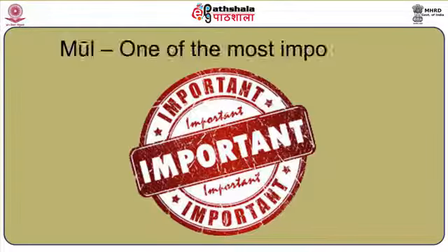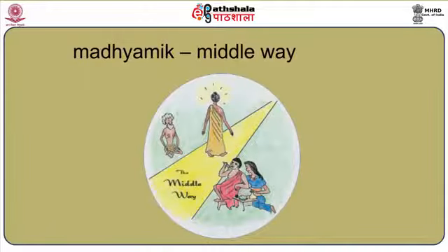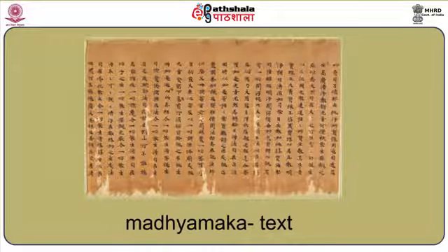So when we look at Mool Madhyamik Karika, if we divide the word, it has Mool, then Madhyamik and Karika. So Mool here means one of the most important, the basic, and Madhyamik is the middle way, and Karika is the text. So we see that Mool Madhyamik Karika formulates one of the most important works of Nagarjuna.